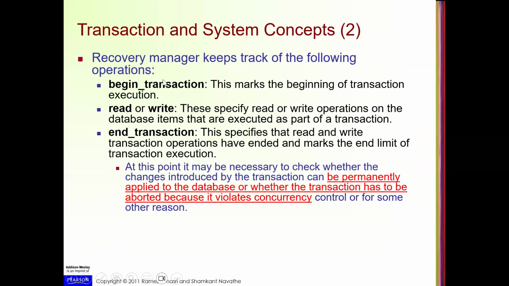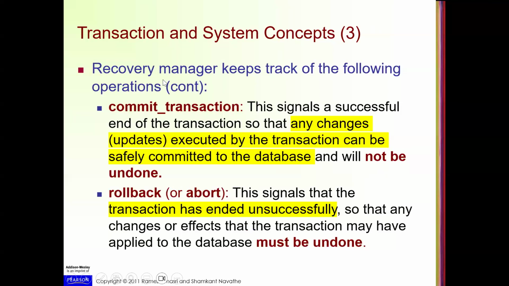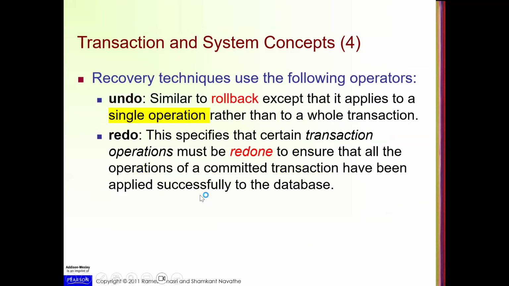If the transaction is completed unsuccessfully, then we have to abort the transaction, so that any changes or effect that our transaction has introduced must not be applied to the database. It must be undone. So two very important operations: commit_transaction and rollback. Rollback is also called abort.